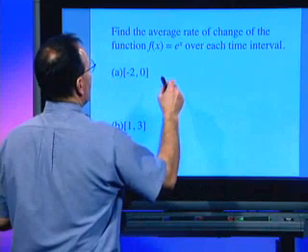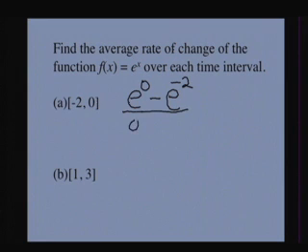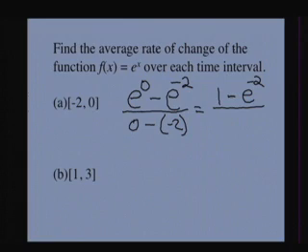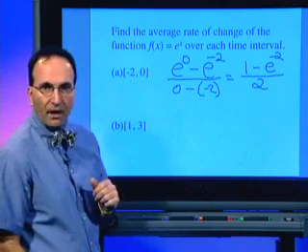We would have that the rate of change will equal e to the 0 minus e raised to the -2 over 0 minus -2. And then that would be equal to, well, e to the 0 is just 1, minus e to the -2, over, and 0 minus the -2 is +2. So that's the average rate of change over the interval -2 to 0.